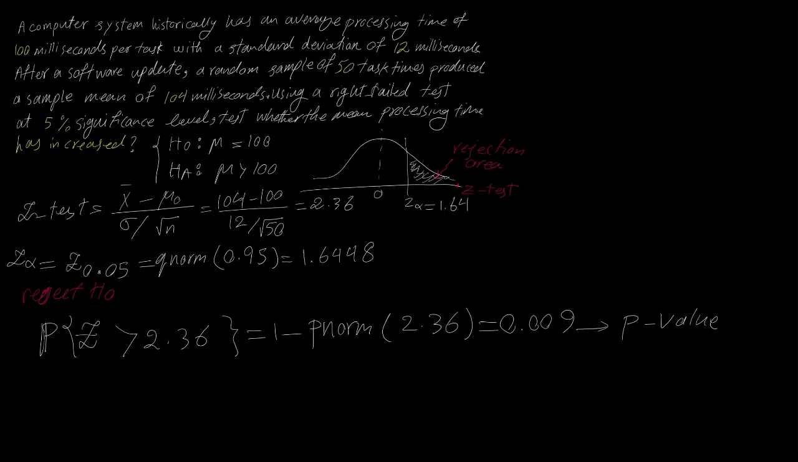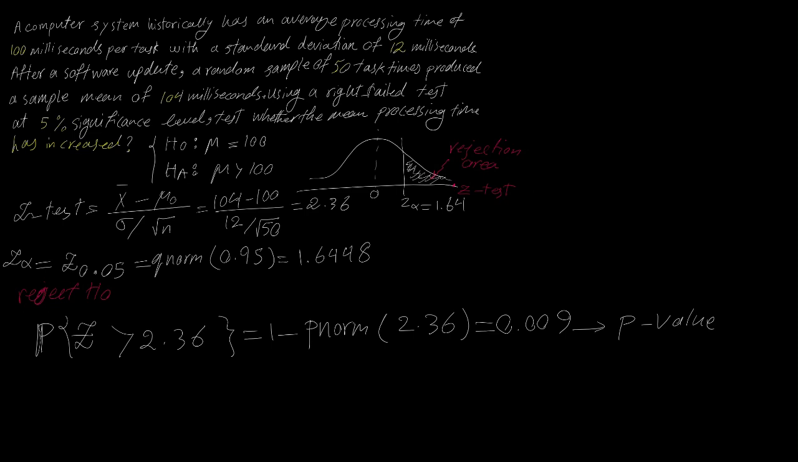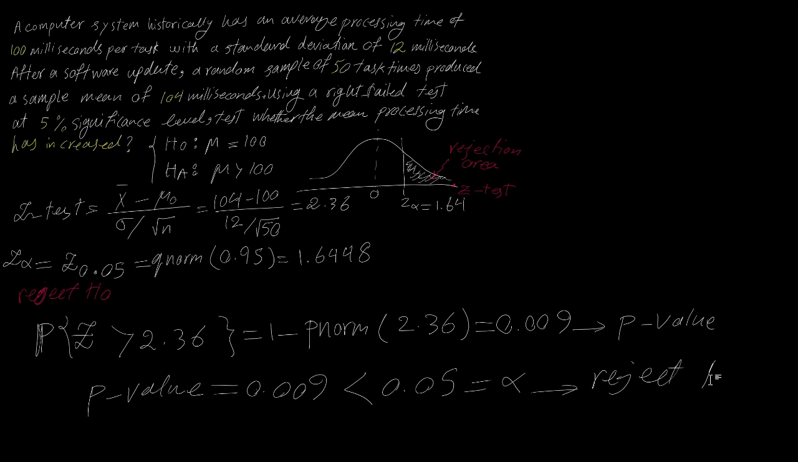After we found the p-value, we compare the p-value with alpha. Alpha is 5%. As you see, the p-value, which is 0.009, is less than 5%, which is alpha, the significance level. If the p-value is less than alpha, we reject the null hypothesis. So it means that there is evidence that the mean processing time increased. So again, we reject the null hypothesis.